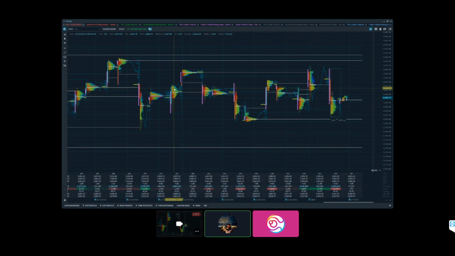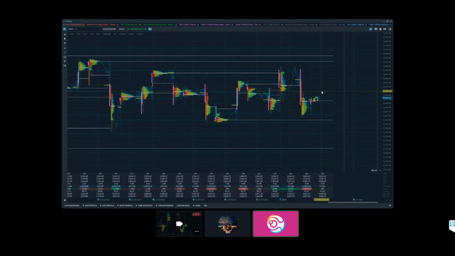I see. The pattern is not in the shapes. The pattern recognition is more about how it's behaving at the POC and then the value areas. Is that what you're saying? Yeah, and it gives you formidable targets, especially if you're an intraday trader, looking for targets around the POCs.